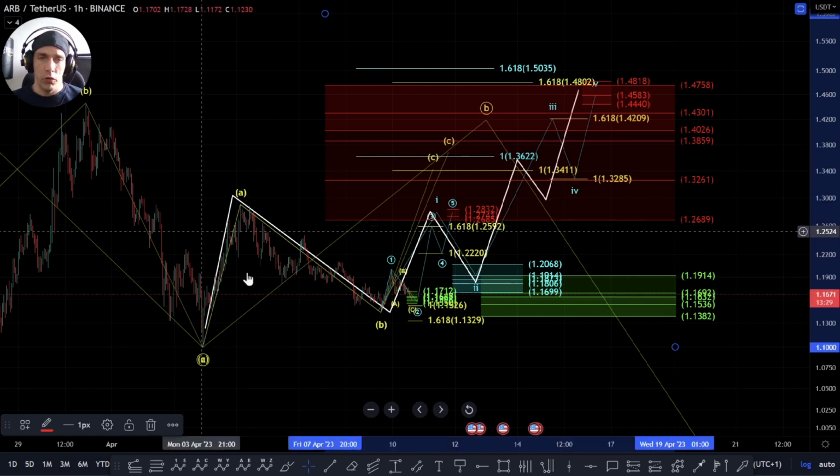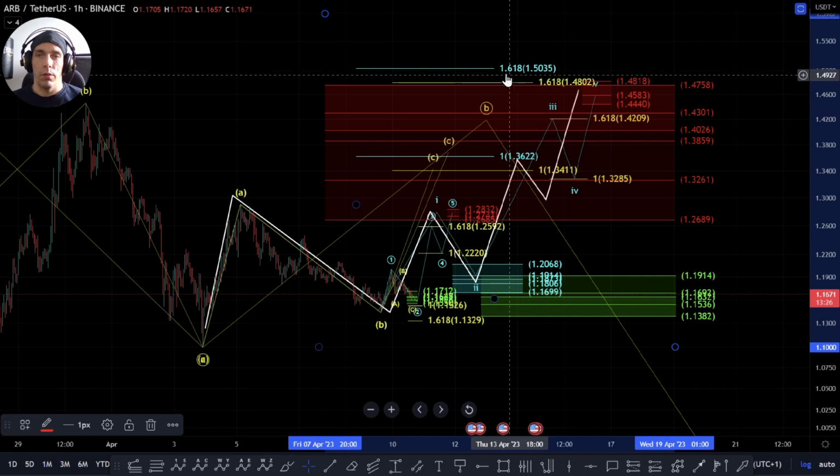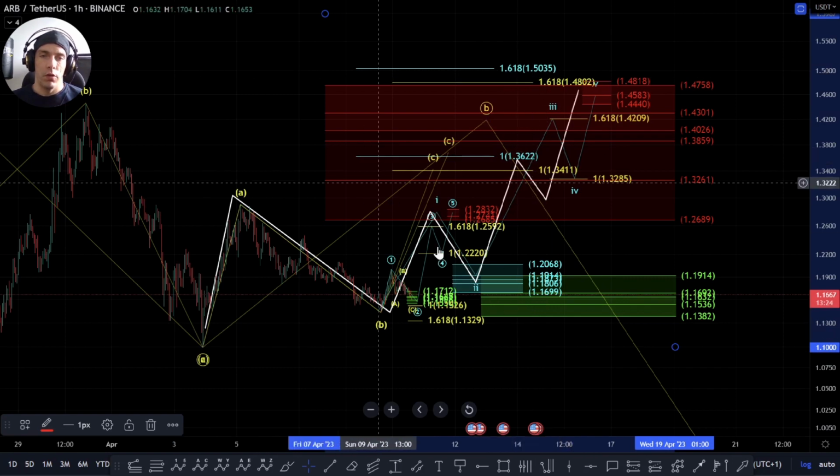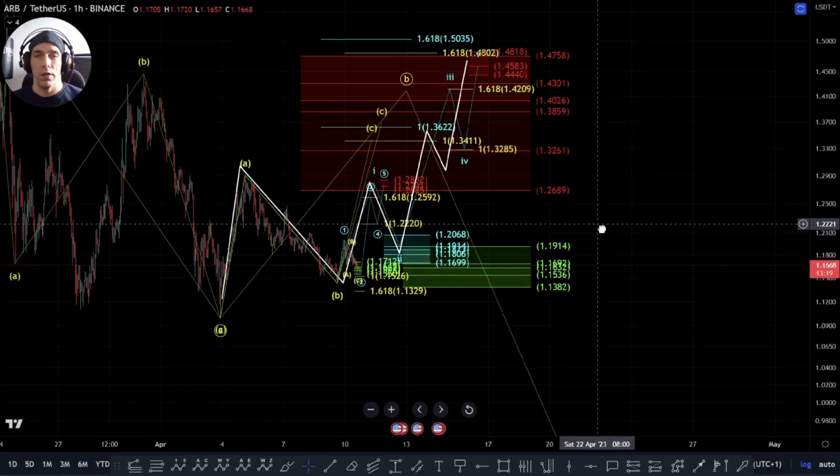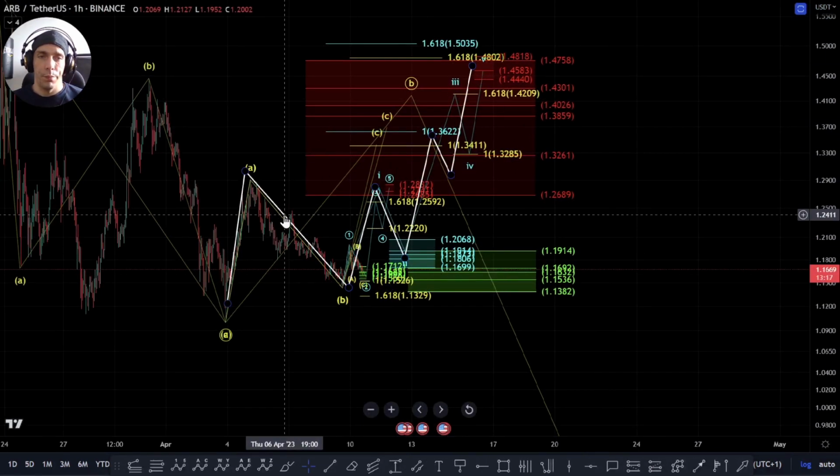Yeah, so I'd be cautious around here if we do start to move up here, but we fail to reach 150. Could mean that we just have a 3-wave move up, in which case we could be looking to drop for the C wave at a later date. So we'll have to be careful with this.